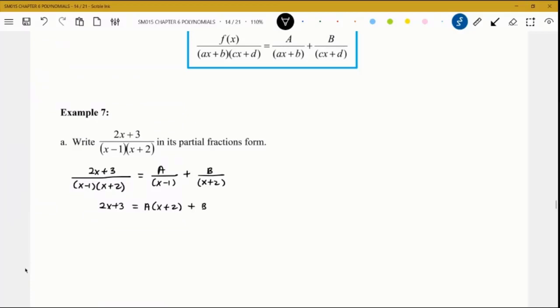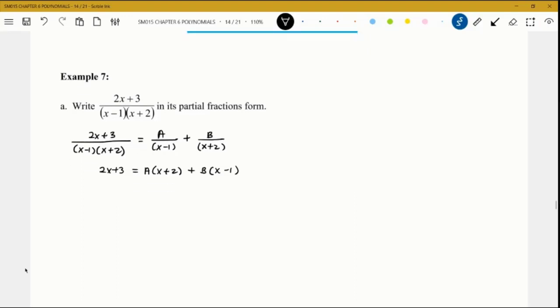Untuk B, kita sudah ada x plus 2. We need x minus 1, that's why B we have to multiply with x minus 1. So we already make everything as in one line. Satu equation sahaja. Dia tak ada pecahan. Okay. Baru kita akan proceed untuk cari A dan juga B. So untuk cari A dan B, kita ada 2 variable. It means you have to substitute 2 values of x. So x yang pertama datangnya daripada x plus 2.